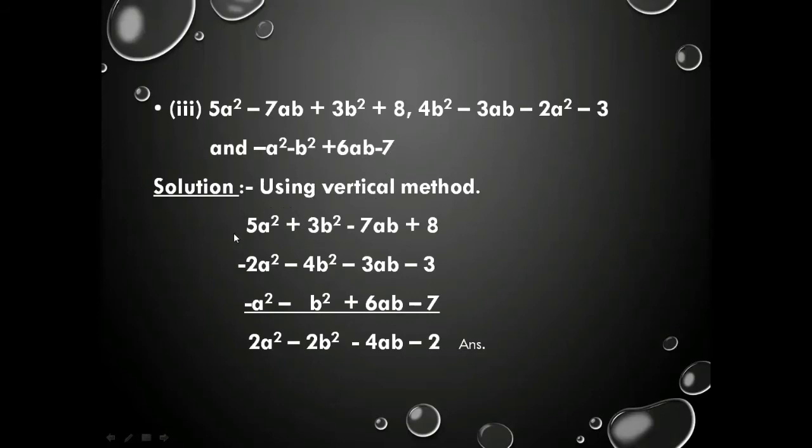In solution, we write all polynomials according to their like terms. We observe in first column all a square terms are there. In second column all b square terms are there. In third column all ab terms are there. In fourth column all constants are there. So from first column we observe minus 2a square minus a square. They will be added. Their answer is minus 3a square.